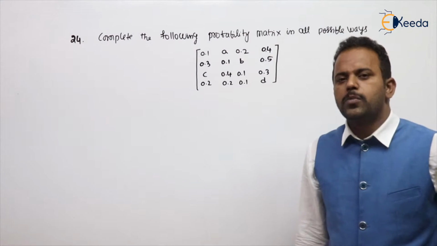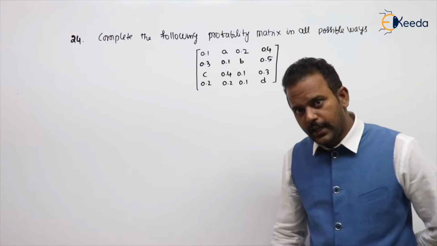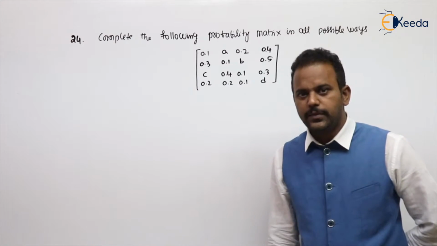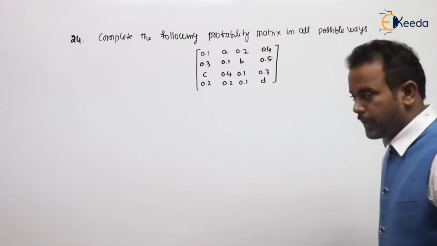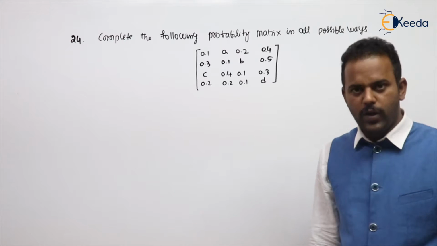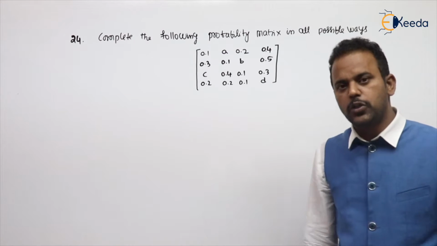In all possible ways. The first point you need to understand is that it is not a row matrix, so it is not an input side or output side. So maybe it is a joint probability. If it is a joint probability, the total probability should be 1. The total of all elements' probabilities should be 1.